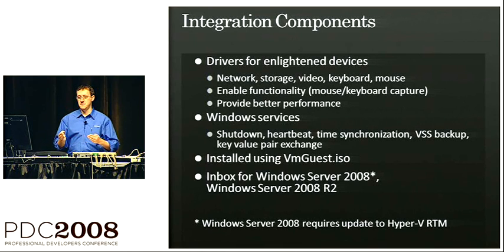In Hyper-V, our CPU access is much faster, so the improvements aren't as dramatic, but they still help performance quite a bit. And we also have some Windows services that allow us to do things like shut down the virtual machine cleanly, heartbeat, time synchronization, backup, and then key value pair exchange, which we'll talk a little bit about in a minute. They're installed using an ISO that's preloaded on the machine, VM guest ISO. Except for Windows Server 2008, where they're in box. You have to install the Hyper-V update, but they're in box. And in R2, Windows 7, they're in box as well.